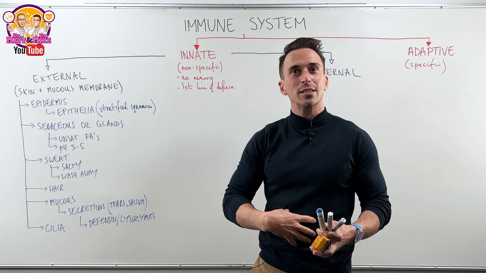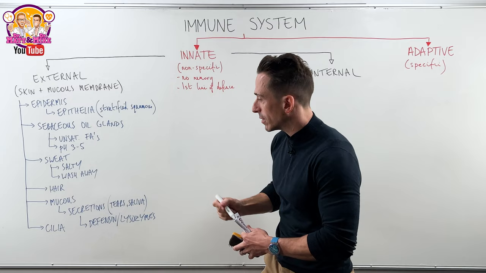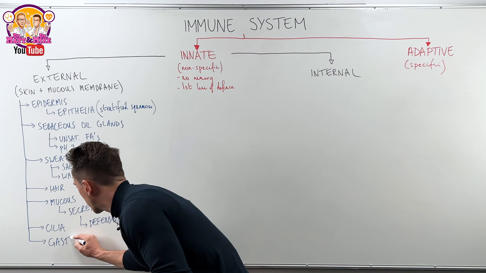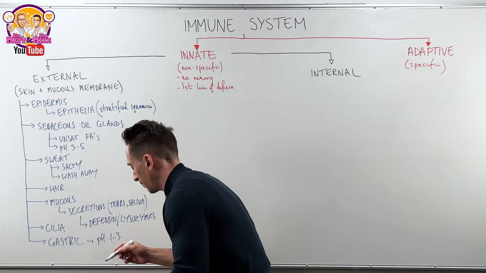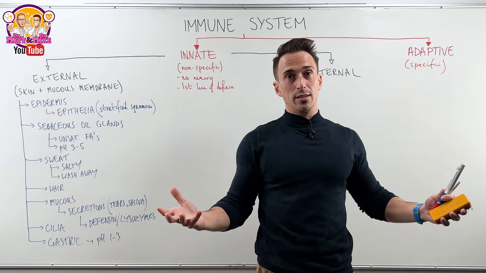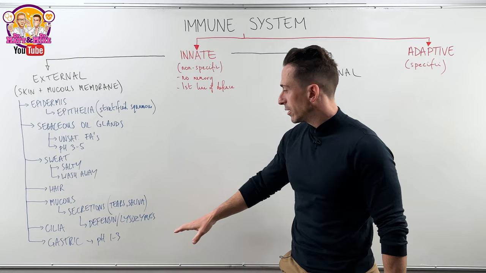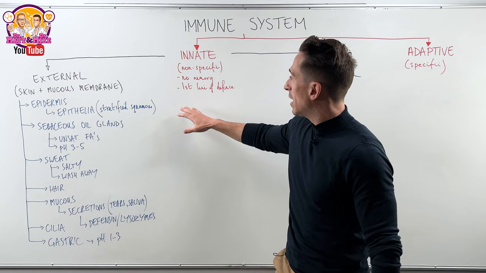And you might be thinking, wait, that's bringing it more internally. But that's okay, and I'll tell you why: in our stomach, we have gastric secretions of a pH of 1 to 3. And that pH will denature, it basically unfolds the proteins that comprise those bacteria, viruses, fungi, or whatever microbial agents they are. So luckily for us, our external defenses here, our first line of defense, is quite extensive.